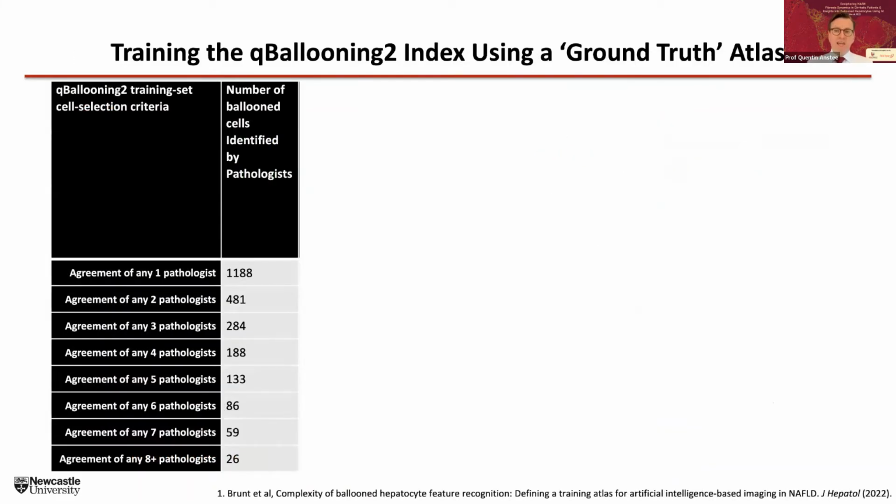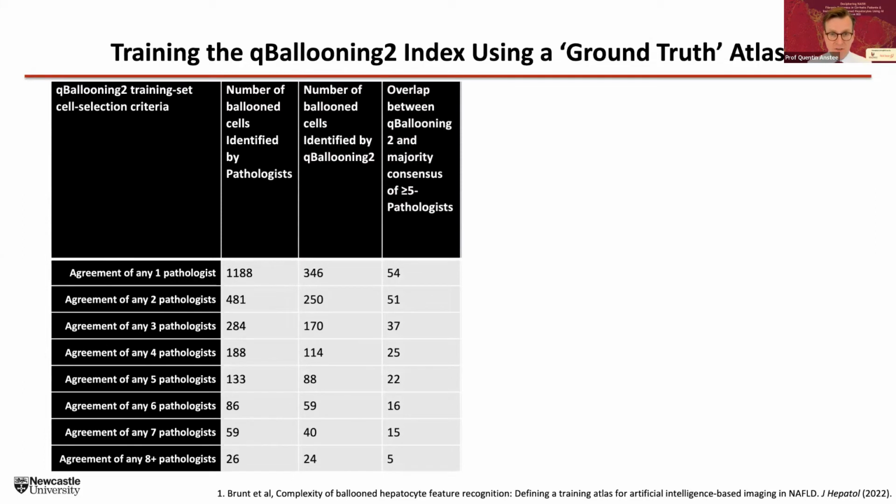So taking the individual balloon cells that we had identified and all the cells that had been circled, as I've mentioned, you can see here that if we consider the total number of cells that any one pathologist had identified, the top end there is 1,188 balloon cells, going down to 26 cells where at least 8 of the 9 pathologists had identified them, and going down to 1 cell where all 9 pathologists agreed it was ballooned, with a denominator of just over 80,000 hepatocytes being examined.